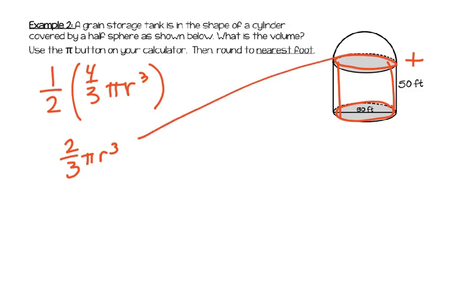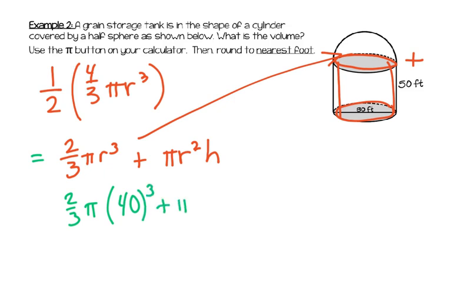So that's going to be my half sphere. And I'm going to add to that the volume of a cylinder. So that's pi r squared h. And so I've basically gotten this formula just by putting the things together that I know. So I'm going to do 2/3 pi, and then r is going to be 40, plus pi and then 40 squared times h, which is 50.